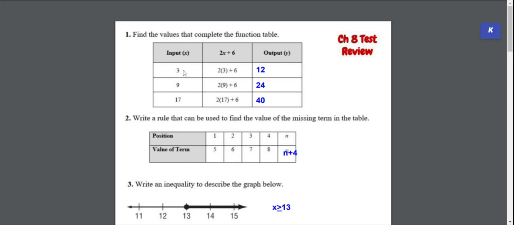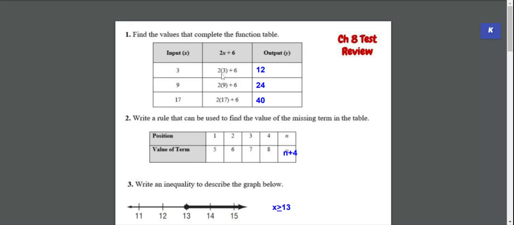So let's look at number one. We've talked about the input and the output. This, of course, is like a little work section. I've shown you in the past where I would do like a T-chart and just have the X and Y columns. So they filled in the first two for you here. All you really needed to do was calculate this.